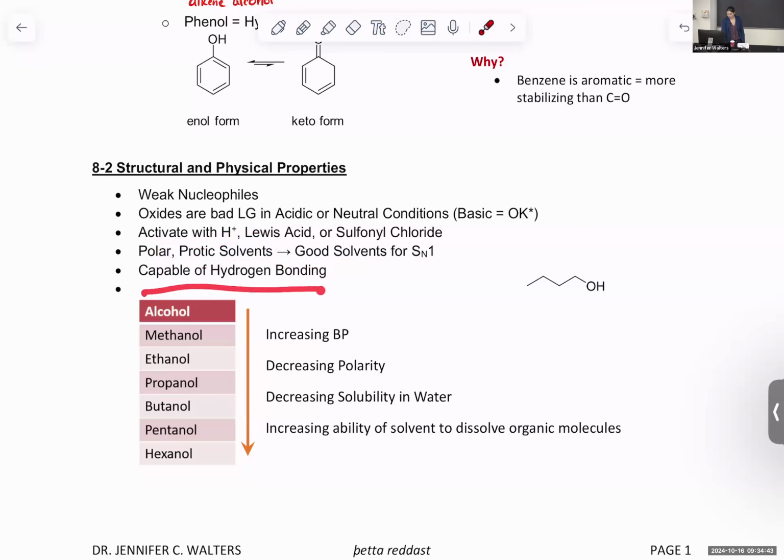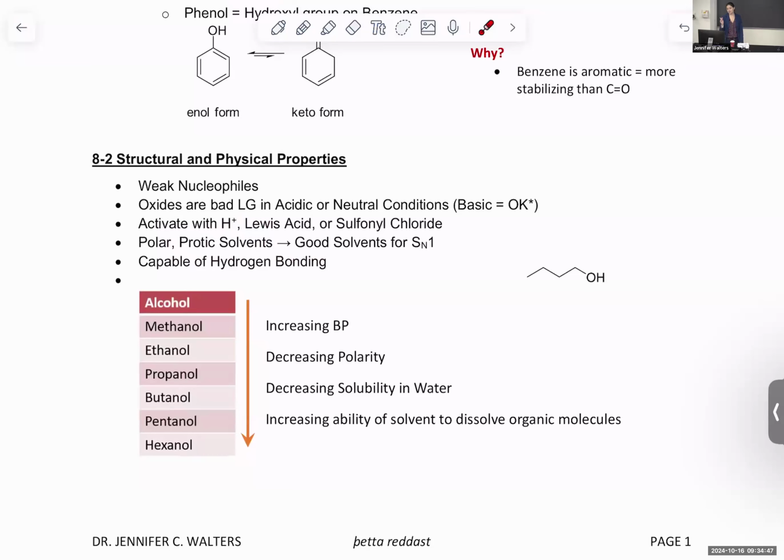So they are capable of doing hydrogen bonding. If we think about our different intermolecular forces, you have London dispersion forces, dipole-dipole, hydrogen bonding, ion-dipole, ion-ion. So hydrogen bonding was right there in the middle. In order to have hydrogen bonding, you need to have a delta positive hydrogen and a lone pair of electrons on nitrogen, oxygen, or fluorine. That's how you do hydrogen bonding.